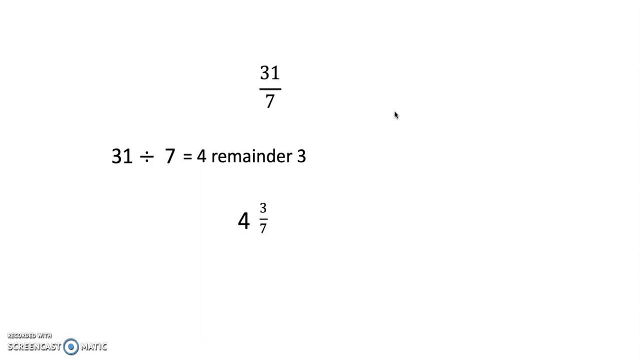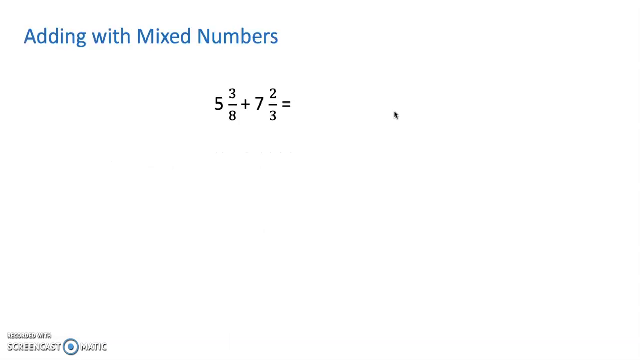Okay, so we're going to use those two processes when we look at adding and subtracting, and later on when we come to multiplying and dividing. So adding with mixed numbers, quite straightforward. We can actually break this down into whole numbers and fractions. So we've got 5 add 7. And then we can think about adding the 3/8 and the 2/3 together separately.